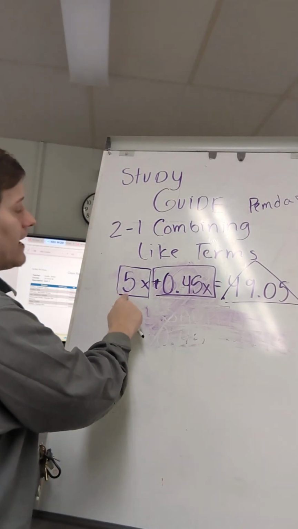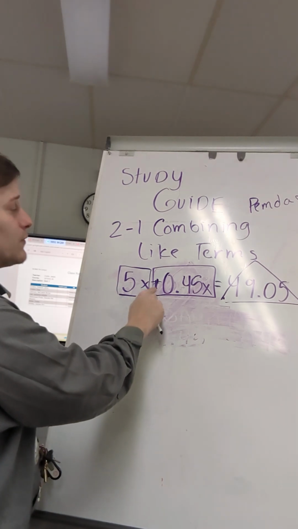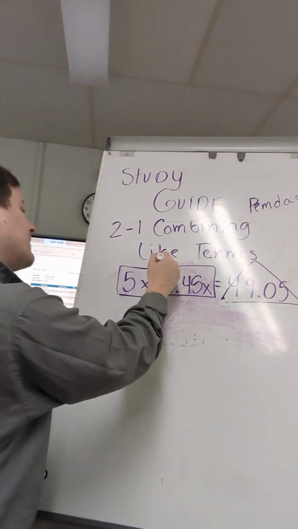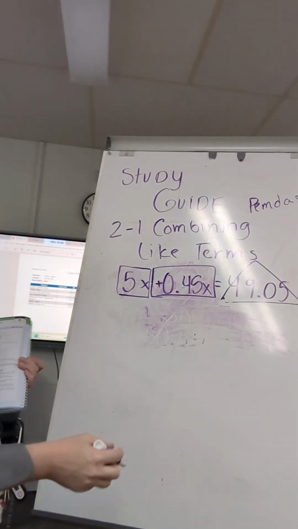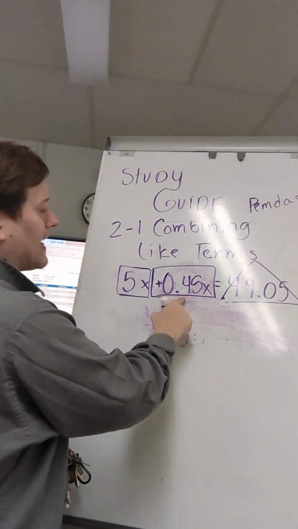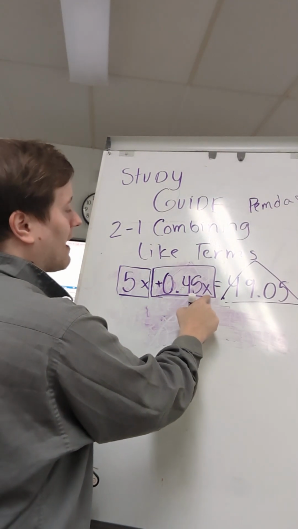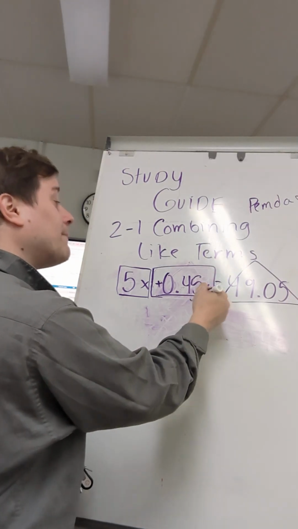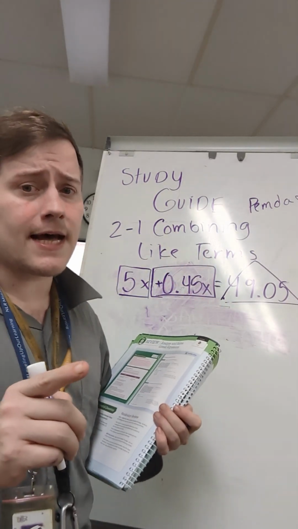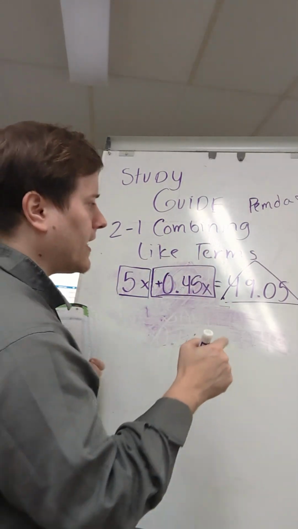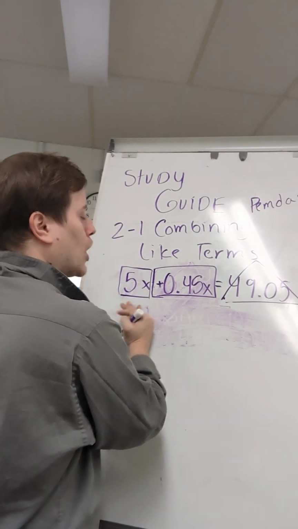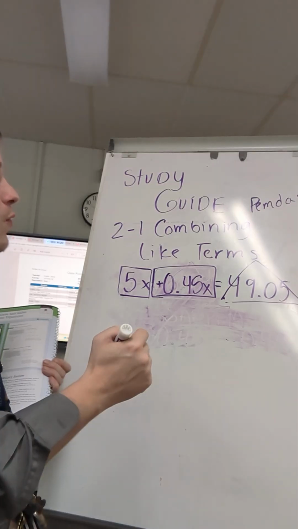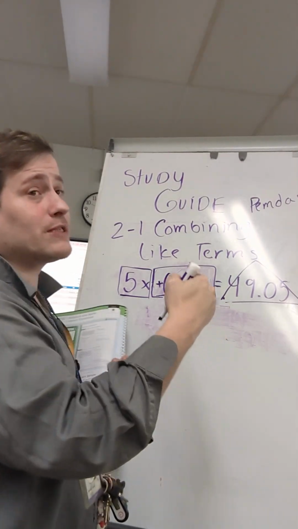So we have 5x, or 5 times x. We get to a plus, so we immediately know we stop. That's our first term. Now we go to our second term, 0.45x. We stop, not because of a plus or minus this time, but because of an equal sign. With that equal sign, we know this side is all alone. And now we look at the right side.